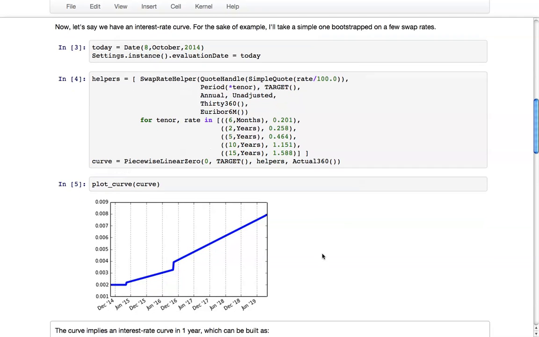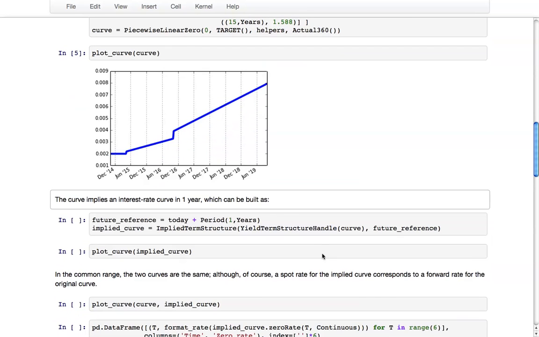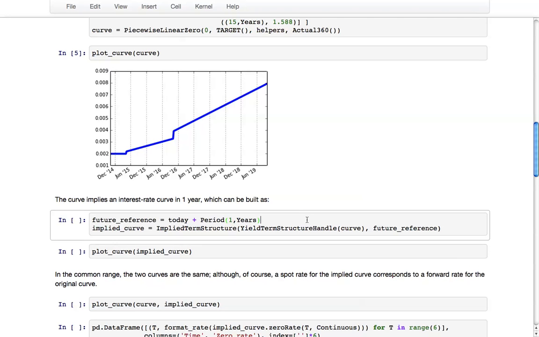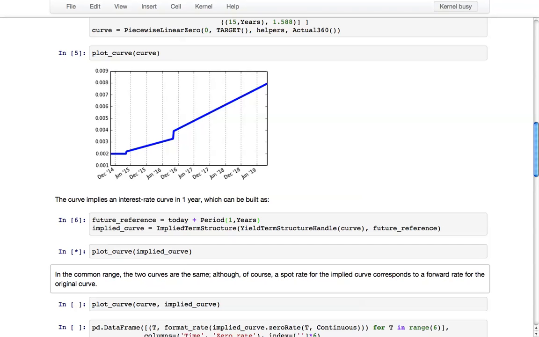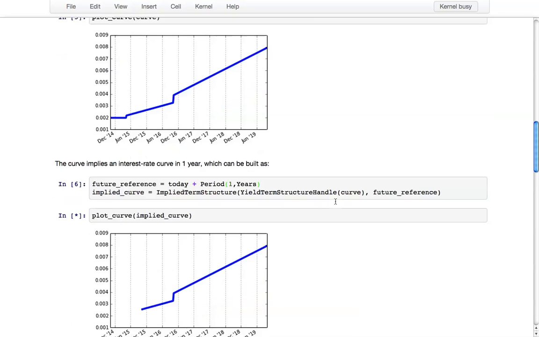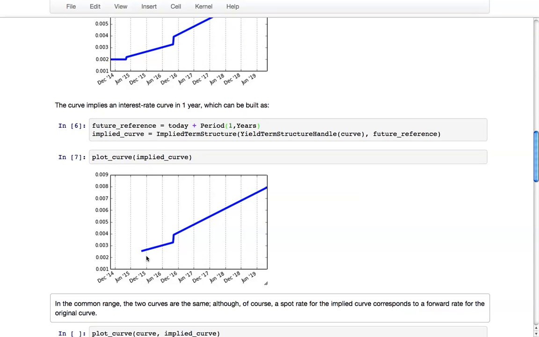There is a class in QuantLib that can be used to build such a curve. It is the implied term structure class. So what we do is we set the future reference date as today plus 1 year, and we build an implied curve by passing the original curve and the reference date we want. I can plot this curve as well, and here is what I get.